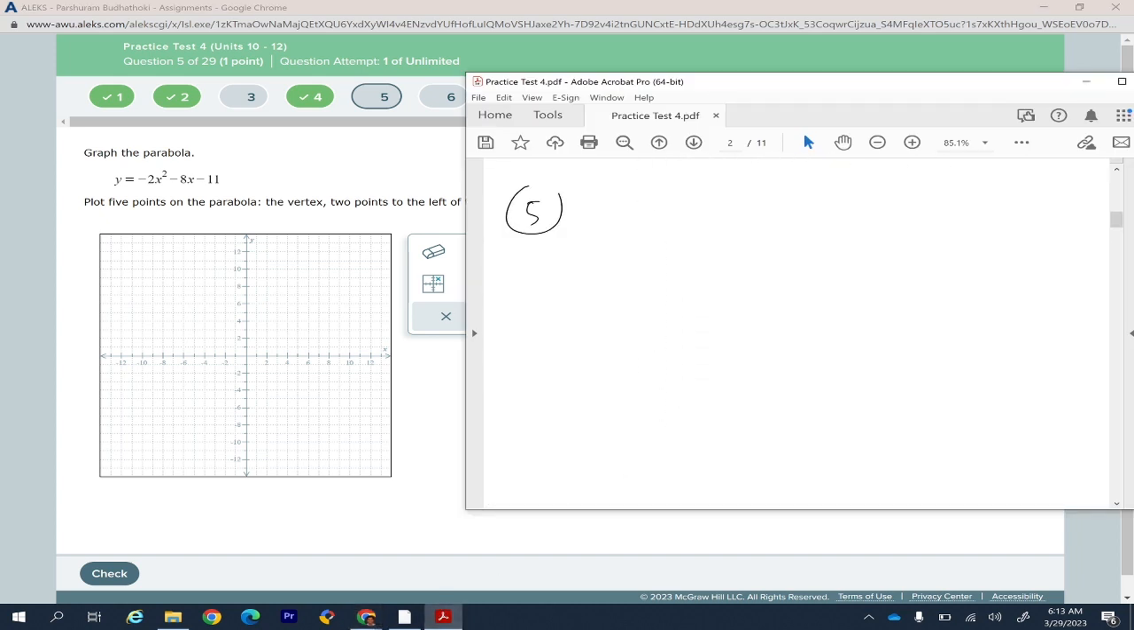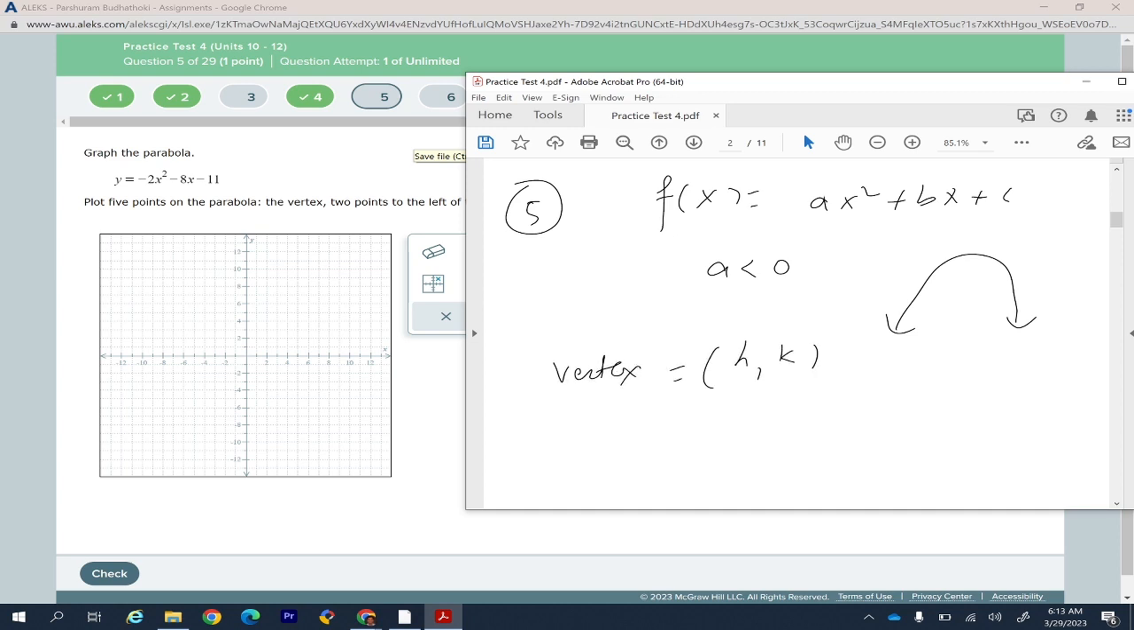Let's say number 5. There are 2 ways you can find the vertex. Either you can use the formula for the vertex, if you have a quadratic function like this, if a is negative, then the graph would look like this, and the x coordinate of the vertex can be found by using this formula, negative b over 2a. In this case, b is negative 8, 2 times a is negative 4. So if you divide 8 by 4, it's going to give you 2. So that's the x coordinate of the vertex.